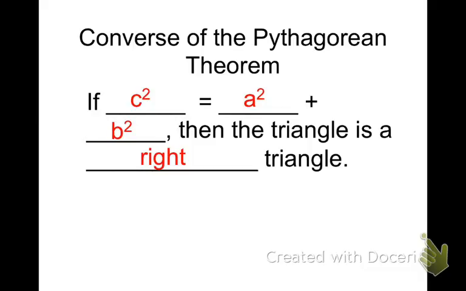So in section 7.1, you were given a diagram. You were given two sides of a right triangle, and you had to use the Pythagorean theorem to solve for an unknown side. Now, in section 7.2, I'm going to give you all three sides, and I'm going to ask you, is it a right triangle? And we will know if it satisfies a squared plus b squared equals c squared, or c squared equals a squared plus b squared, which is the same thing.